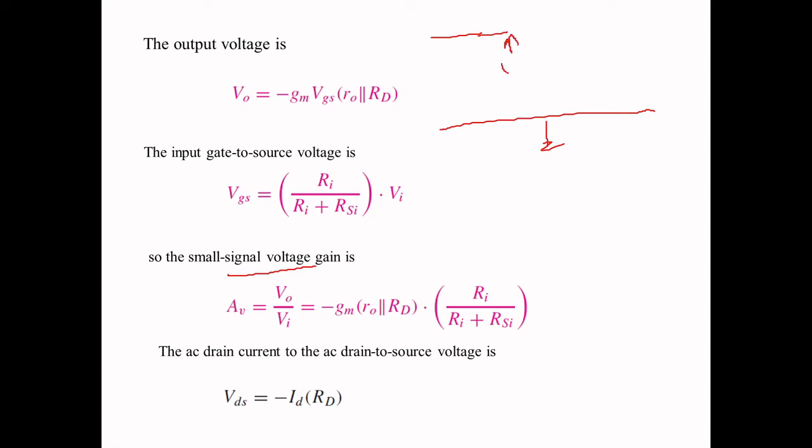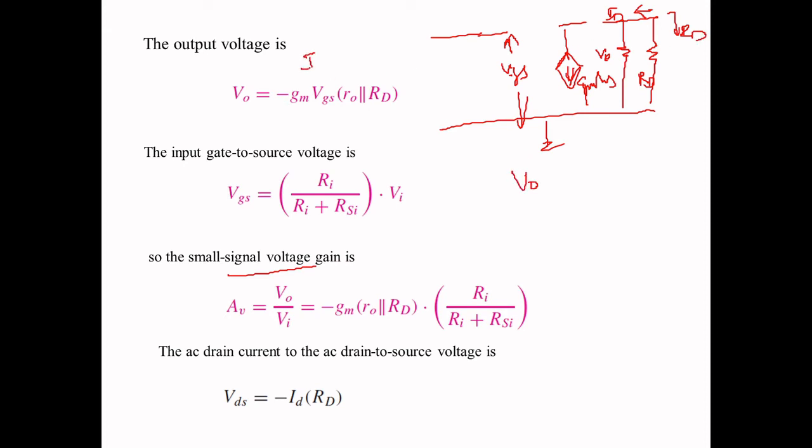Here you will have VGS. Then here you will have your MOSFET's dependent current source, gm VGS. Then here you have R naught, and then here you have RT. This is the part I require. So this is the ID current and this is your load current. Now what is V naught they are asking? V naught is nothing but I into R.